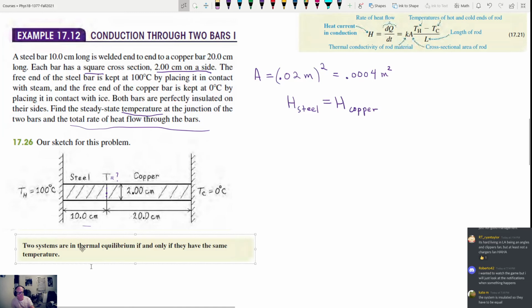This is the Zeroth Law of Thermodynamics. Someone in my first class brought this up. That two systems are in thermal equilibrium if and only if they have the same temperature. So in this case, we know that this point right here has to be at the same temperature for both of them. And it also directly applies to this.